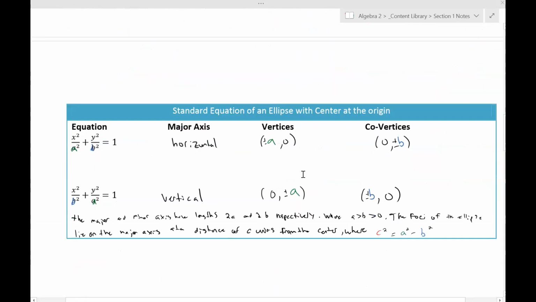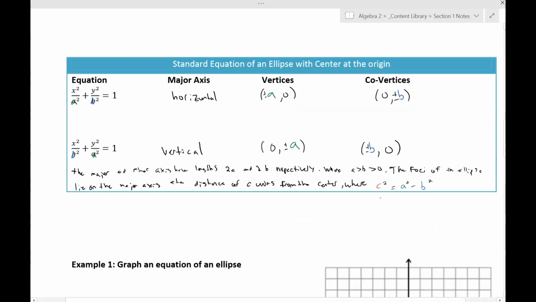Now here's the tricky one. The foci of an ellipse lie on the major axis. They're always on the major axis, and always a distance of c units from the center. This is how it's related: c squared equals a squared minus b squared. So c is your foci.